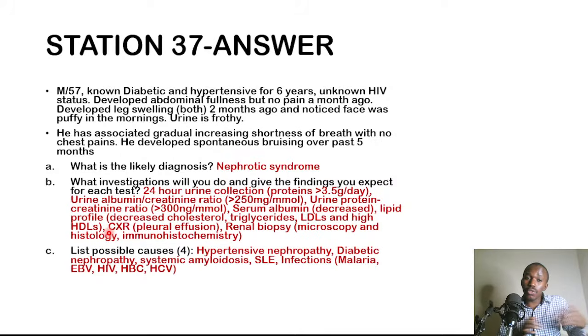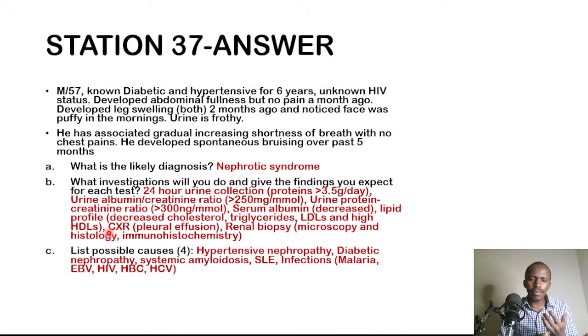You can also do your urine protein creatinine ratio. If it's greater than 300 nanograms per millimole, then that's indicative of nephrotic syndrome. It's just simply comparing the amount of albumin in urine to the amount of creatinine. Then you may sometimes order your serum albumin, which may be decreased, and your lipid profile, so things like your cholesterol, triglycerides, LDLs, and HDLs. Then of course your chest x-ray may show a pleural effusion. Your renal biopsy for microscopy, histology, and histochemistry. Then, of course, the possible causes of nephrotic syndrome.